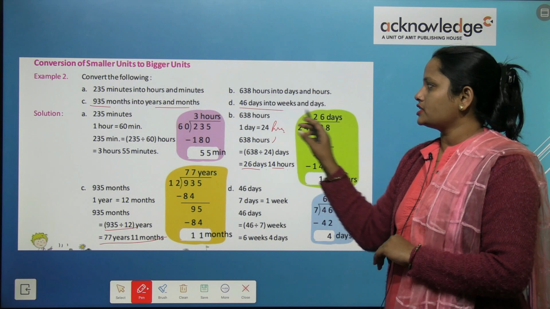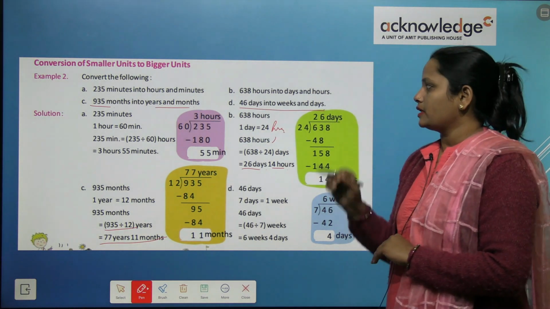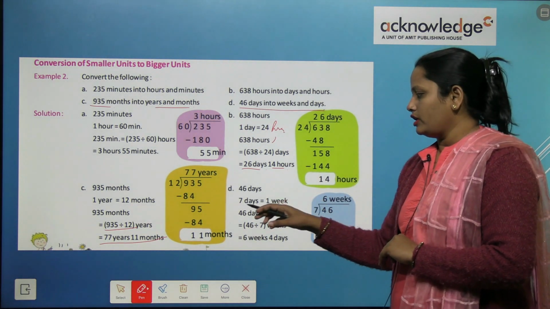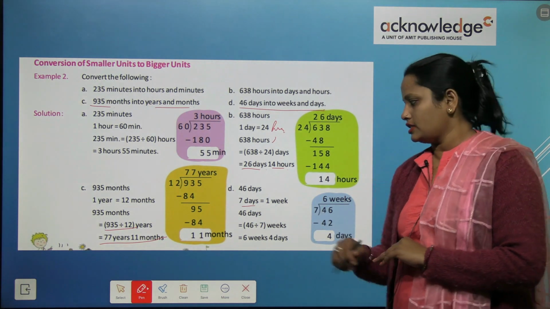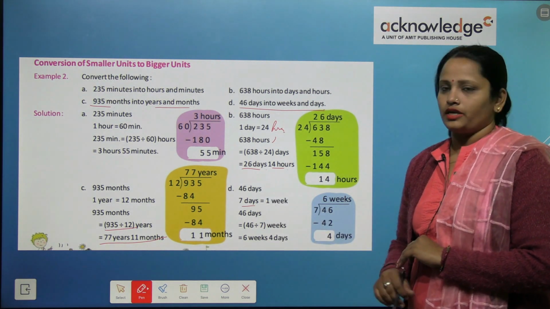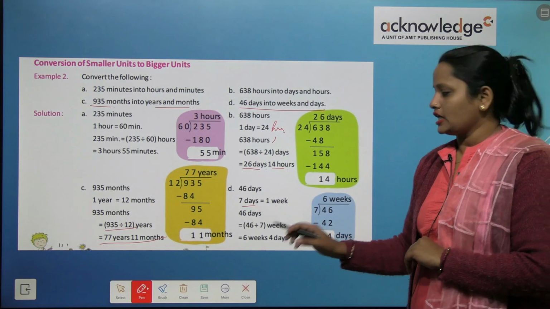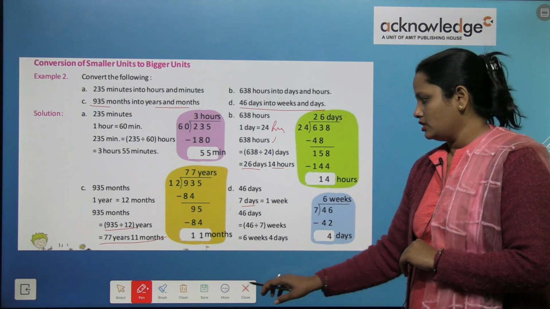Here again 46 days को हमें weeks और days में convert करना है. So 1 week is equal to 7 days. So now we have to divide this by 7, and we will get 6 weeks and 4 days as the answer.